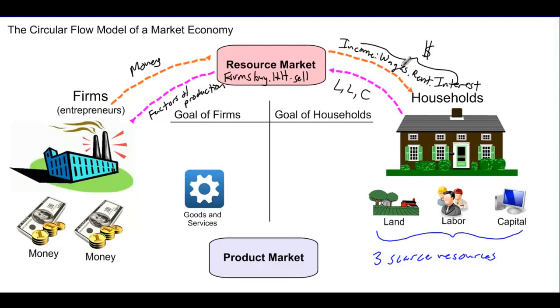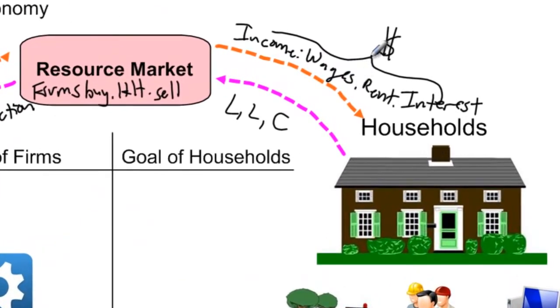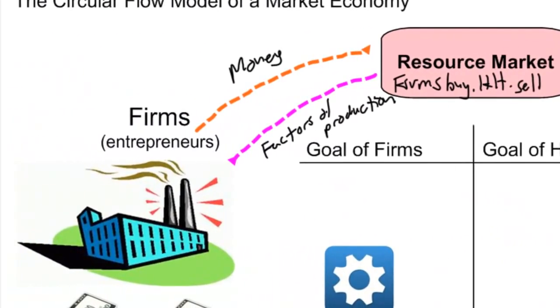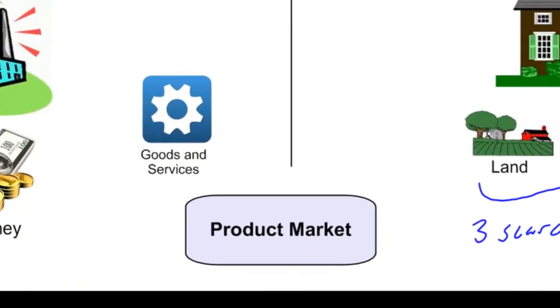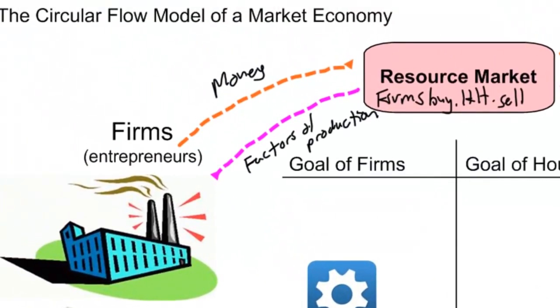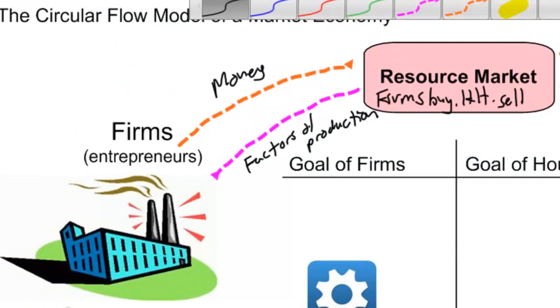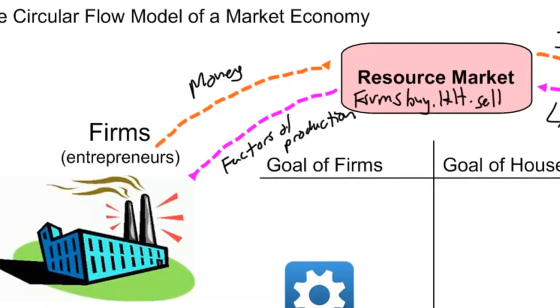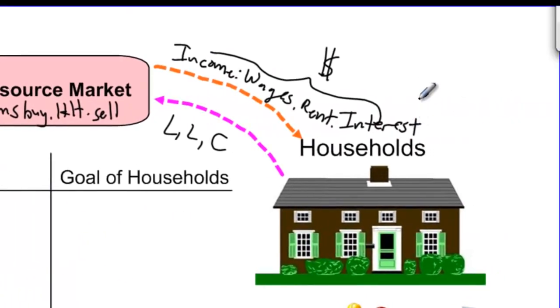So now we've got half of our circular flow model made. We see that households are providing resources in the form of land, labor, and capital to entrepreneurs, to the firms in the economy in the resource market. These act as factors of production for firms, which they can use to make goods and services, which they can then sell us in the product market. But nothing's free in a market economy, so of course money has to flow in the other direction. Money is flowing from firms to households in the resource market.